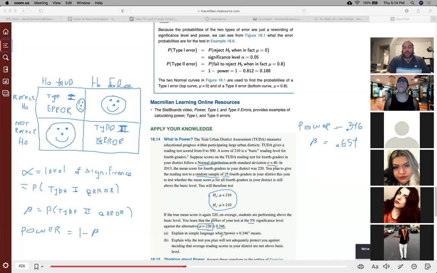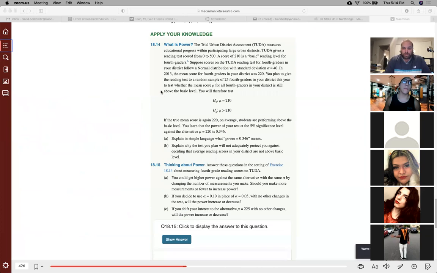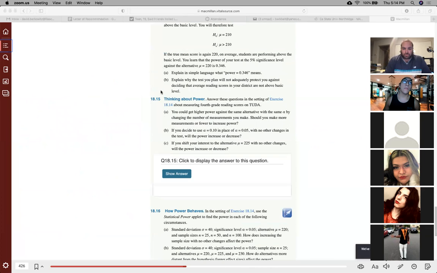Explain why the test you plan will not adequately protect you against deciding that average reading scores in your district are not above basic level, because there's only a 34.6% chance. That's not very large. Let's do another one. Probably a little unclear, just having learned it. So let's try another one.